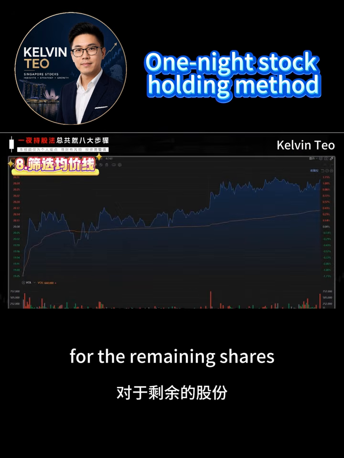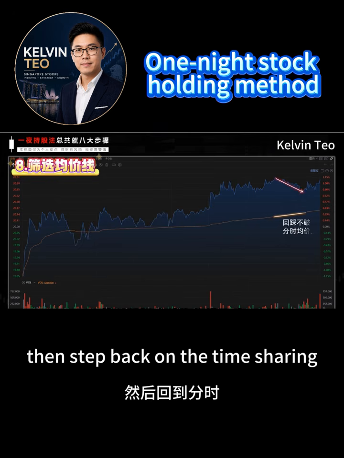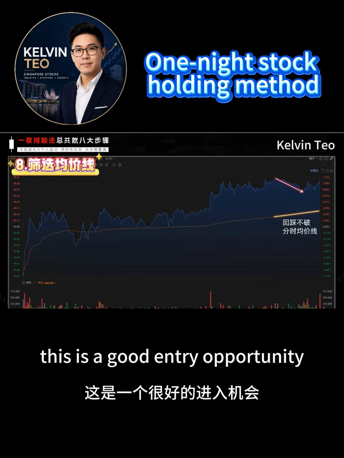For the remaining shares, if its price hits a new high for the day around 2:30 p.m., then steps back on the time-sharing average price line without breaking, this is a good entry opportunity at the end of the session.